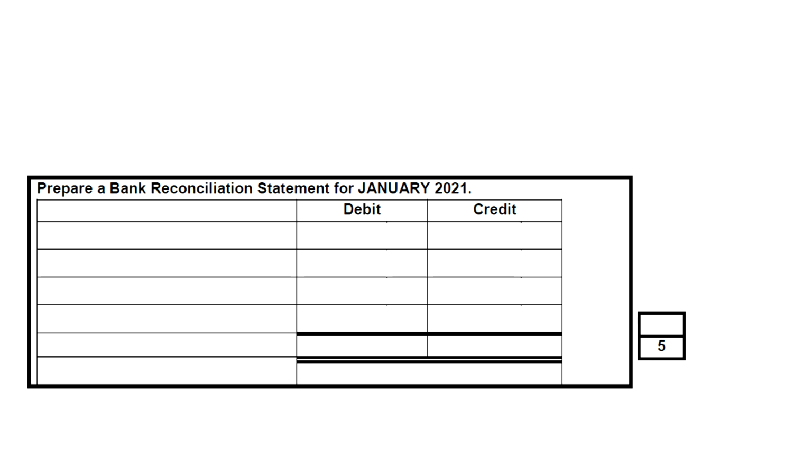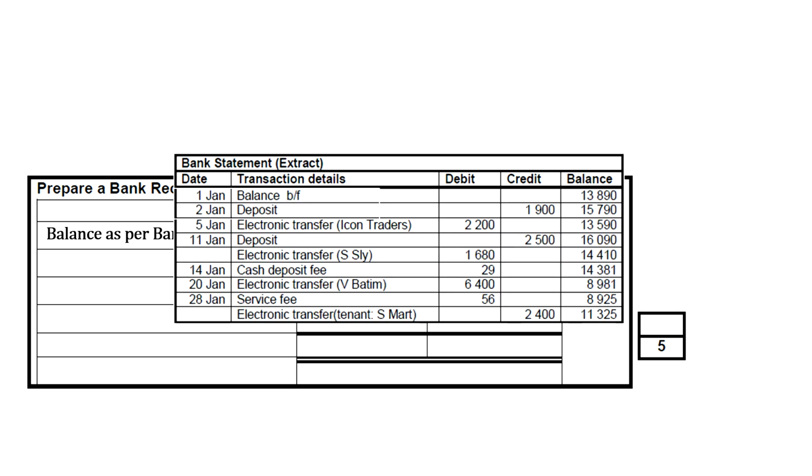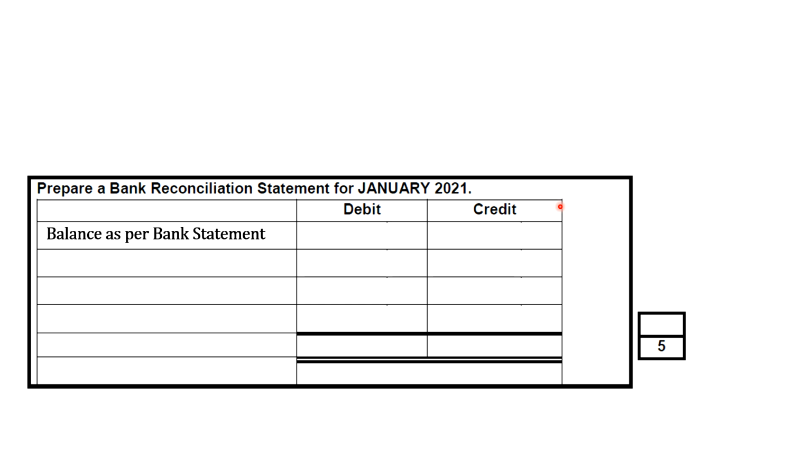The first thing that you write here is balance as per bank statement. Now I know what you're thinking: why don't you just take the balance that you are given here, this balance brought down, and write it as your balance as per bank statement? No, that is not what you do. This balance brought down is not our opening balance. We don't have the balance per bank statement, but that is what we are planning to calculate. So you leave it blank, because our balance as per bank statement can either be on the debit side or on the credit side.